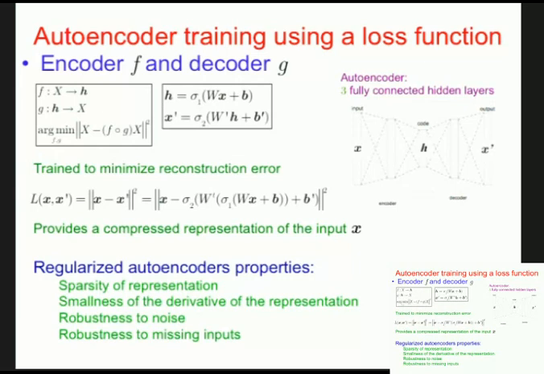That's not all about autoencoders. There is also this additional thing called regularization, just like in any machine learning program. Regularization plays a central role, and so many different regularizers have been proposed. One is sparsity of representation, and then smallness of the derivative of the representation. One classic example is to use the norm of the weight vector, and you want to minimize that also. It gives you somewhat of a sparse representation. Also robustness to noise, robustness to missing inputs, and so on. There's a whole bunch of mathematical ideas there.